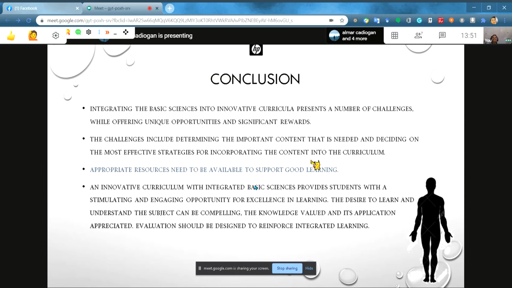An innovative curriculum with integrated basic science provides students with a stimulating and engaging opportunity for excellence in learning. The desire to learn and understand the subject can be compelling, the knowledge value and its application appreciated. Evaluation should be designed to reinforce integrated learning. So, para sa students, lisod man siya, pero it's for our future and kaya ra nato ni, and by the help of our teachers, maka-lahutay ta ni. Wala na, last na sir.